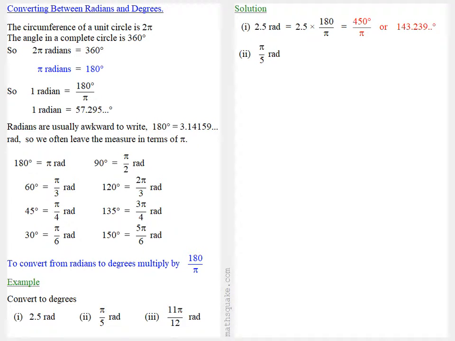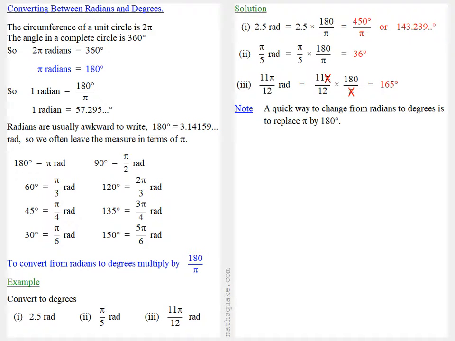Pi by 5 radians is pi by 5 times 180 divided by pi, which is 36 degrees. 11 pi by 12 radians is equal to 11 pi by 12 times 180 over pi, which cancels down to 165 degrees. Note, a quick way to change from radians to degrees is to replace pi in the numerator by 180 degrees. So if we've got pi by 5 radians, we can change the pi into 180 degrees over 5, and so that's 36 degrees.